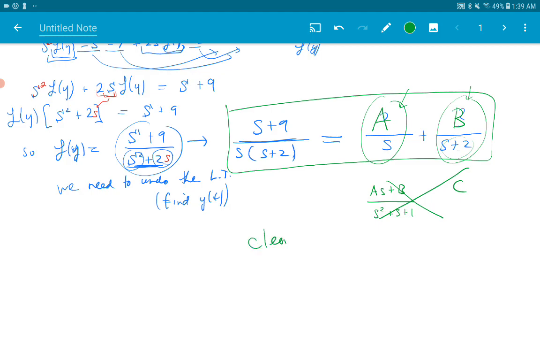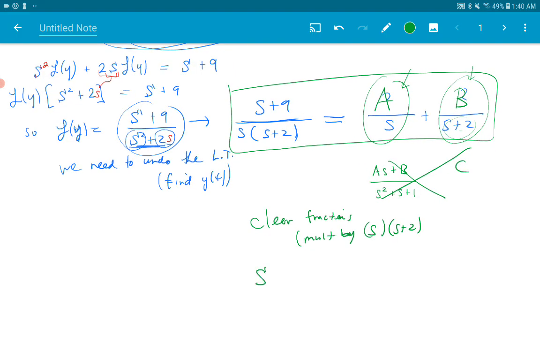We clear fractions by multiplying both sides by s and s plus 2, and on the left side we're left with s plus 9 equals, on the right side, the s's cancel here, and I get A times s plus 2. And for the B term, the s plus 2's cancel, and I'm left with B times s. Okay, so I'm almost there.